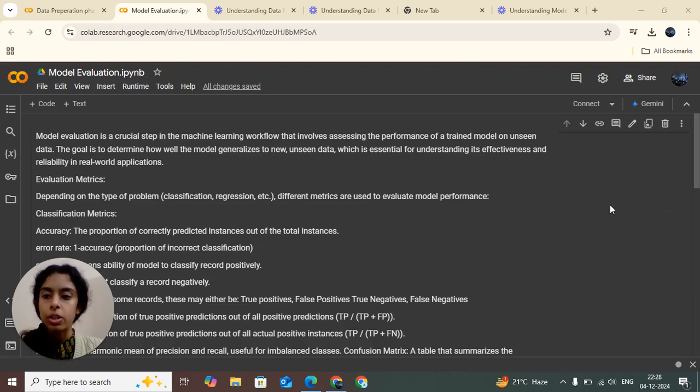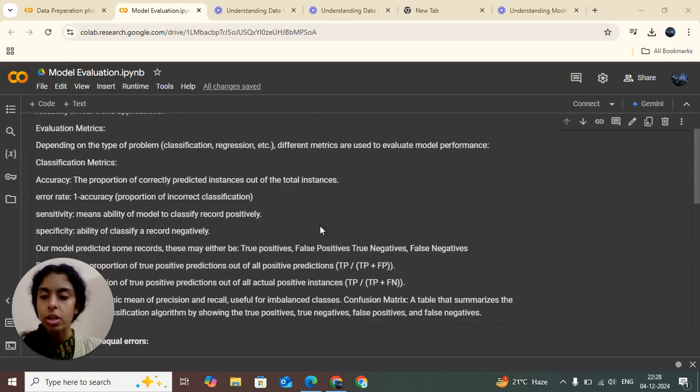There are some evaluation metrics that are used to calculate the efficiency and evaluate our model. We will discuss this one by one. First is accuracy. Accuracy is nothing but the proportion of correct classifications, and the opposite of accuracy is error rate. Error rate means the proportion of incorrect classifications. It can be calculated by subtracting accuracy from 1.